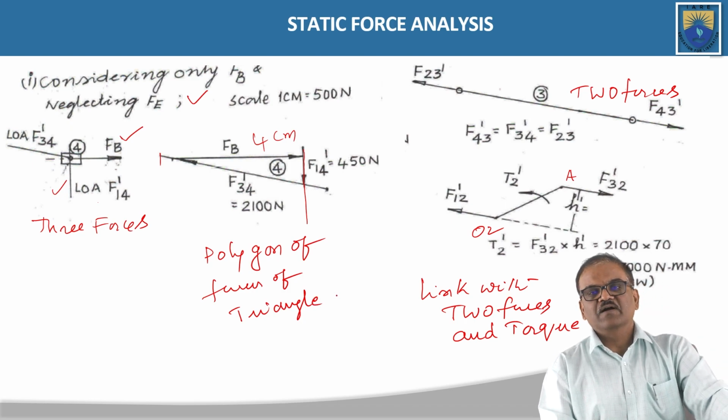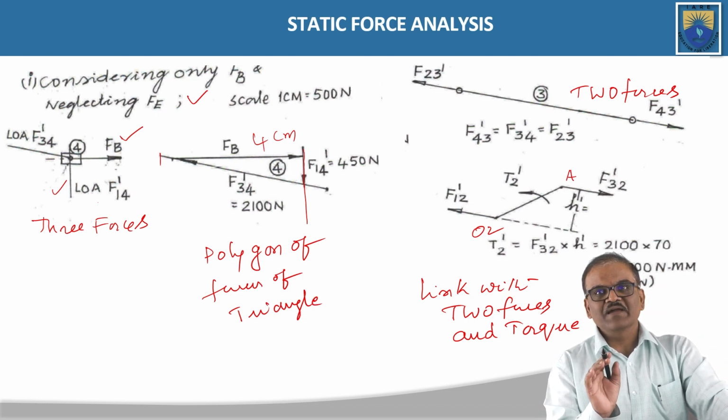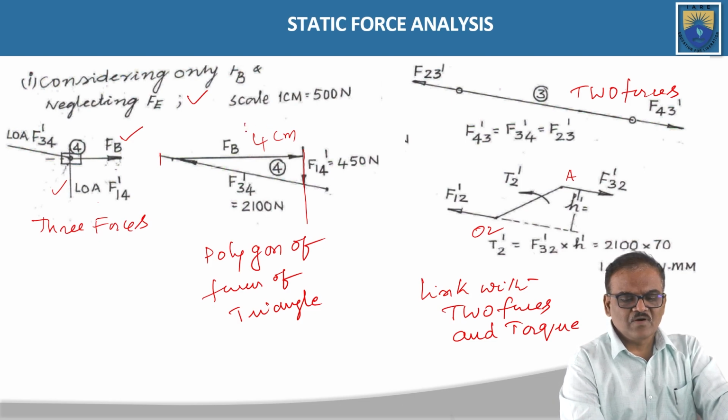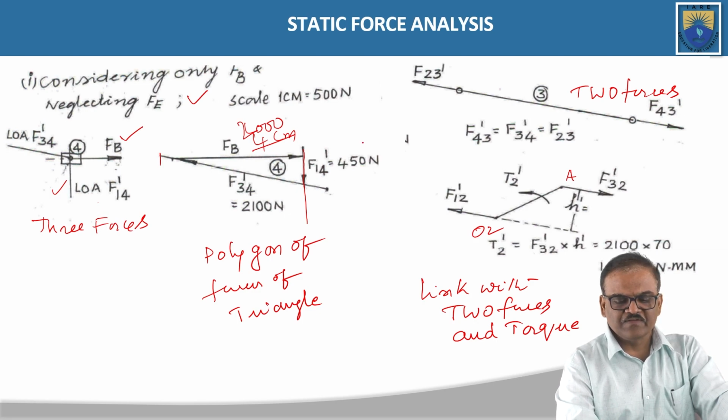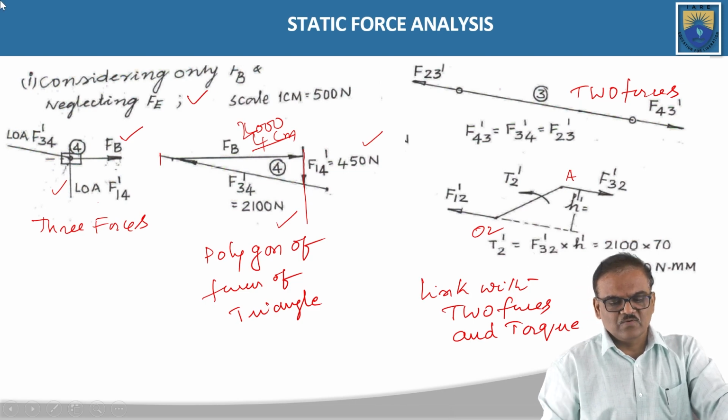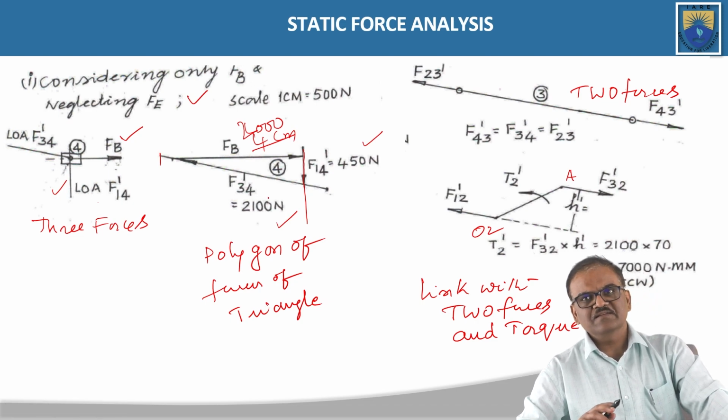Okay, with this, what happened? We can know the magnitude and direction of F-34 from the given scale. When this is equal to 2000 of FB, which is known, F-14 is 450 newtons, F-34 is 2100 newtons, because if you apply the Pythagoras theorem, 2000 square plus 450 square under root should give you the 2100 as the force.